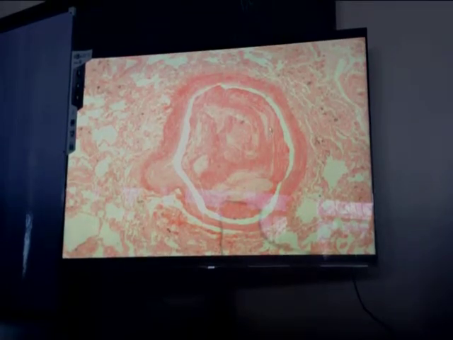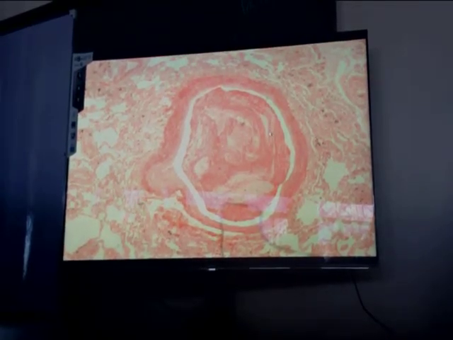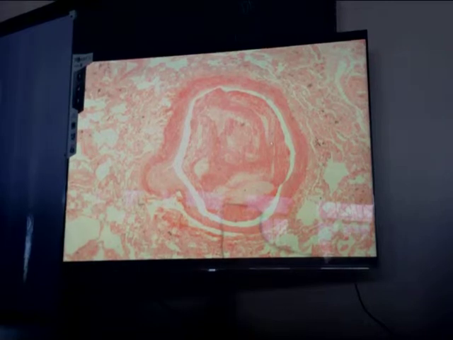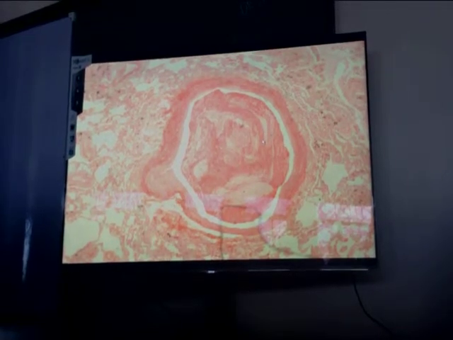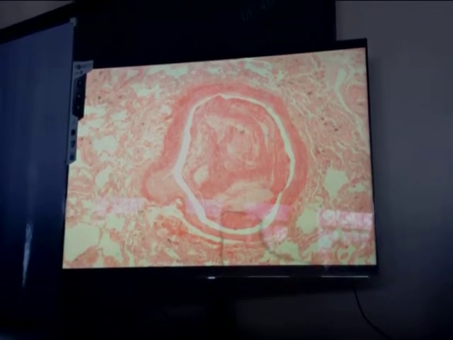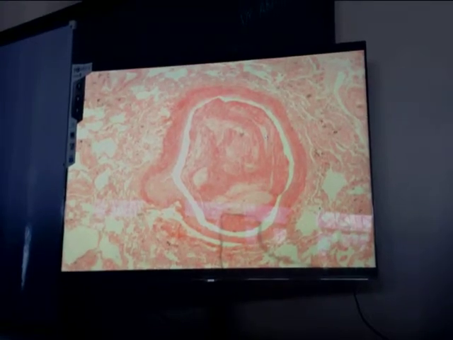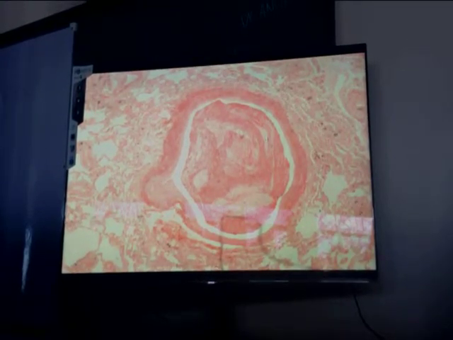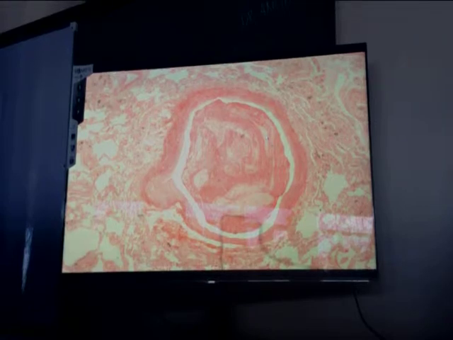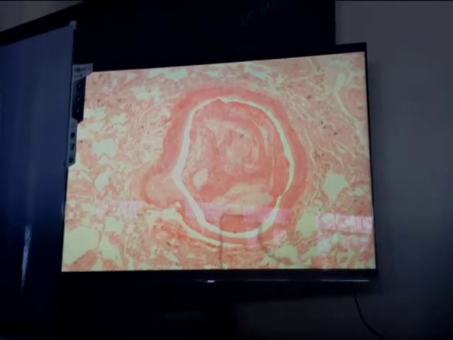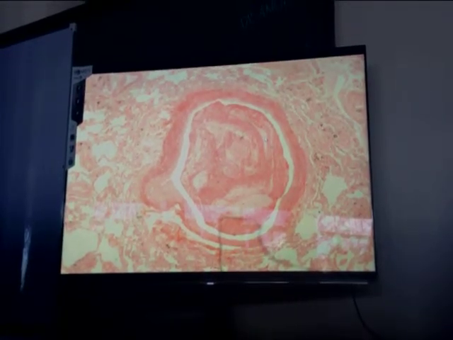How will you call the alternating lines of red band and light band? Lines of Zahn. What composes the lighter bands? Fibrin. So, that should be the diagnostic portion for this slide.